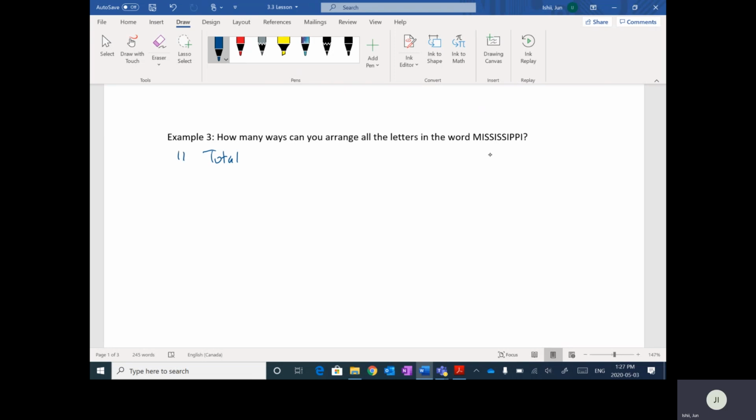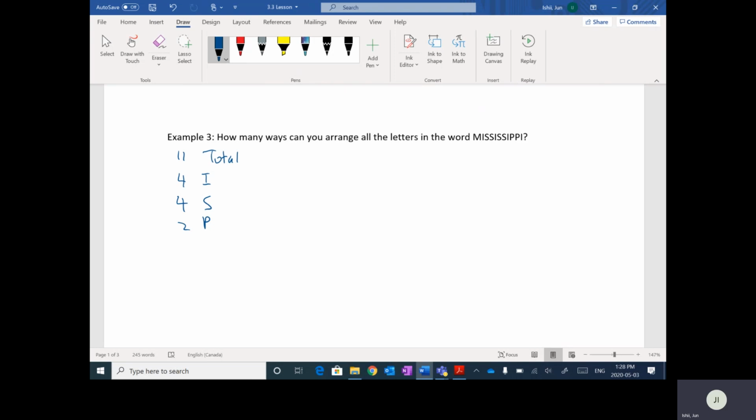And what I'm going to do now is list off the repeating letters. So I have 1, 2, 3, 4 I's. I have 4 S's. And I also have 2 P's. All right. And then 1 M. But the M doesn't repeat, so we're not worried about that.